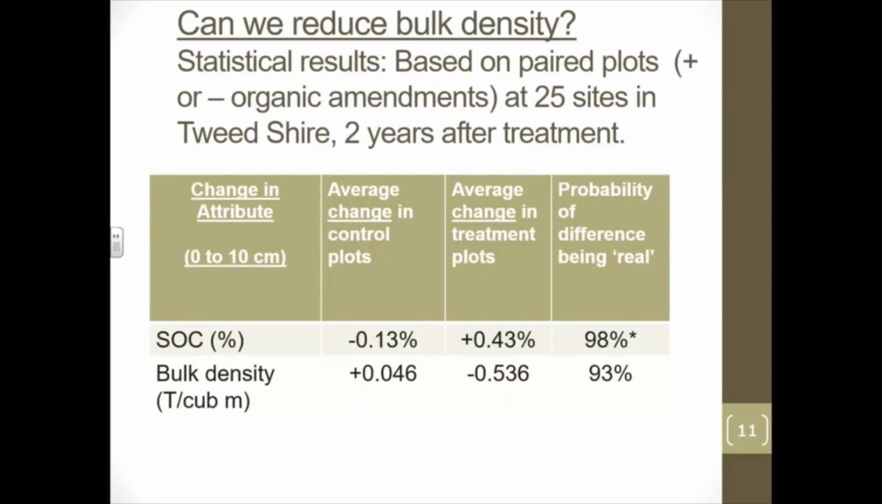Can we reduce bulk density? I said what a naughty thing it is. Can we do something about it? This is an example from some work I did in the Tweed Shire of 25 sites, and we looked at 2 years after putting on some organic matter. Soil organic carbon percent in the control plots was 0.13, with a gain of plus 0.34%, probability 98%. Bulk density, the control actually went up slightly. This one certainly came down, though it wasn't statistically significant at 95%. But it says, yes, you can do something about bulk density if you've got a problem with it. That's the point of that.